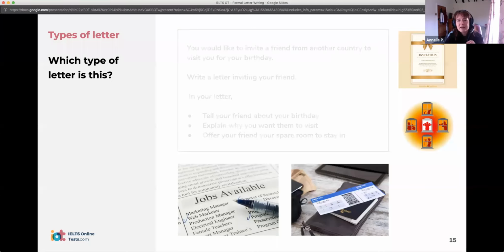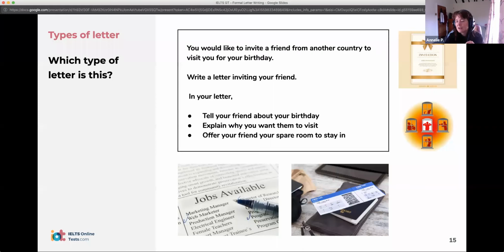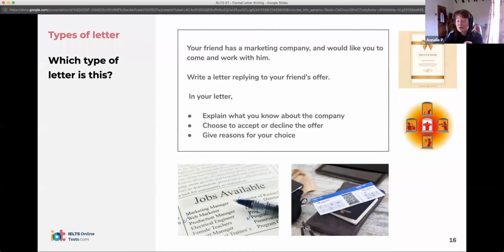Okay, and how about this one? Okay, an invitation to visit you on your birthday. Okay, very good. That's definitely a personal letter. Okay. Okay, how about this one? Your friend has a marketing company and wants you to come and work with them. Okay, and you'll reply, okay, very good, exactly. So person you know, situation is not really a friendship situation. It's a more formal situation.